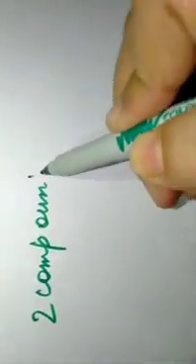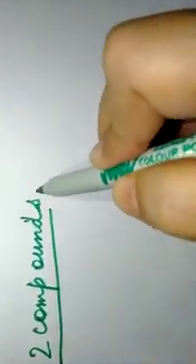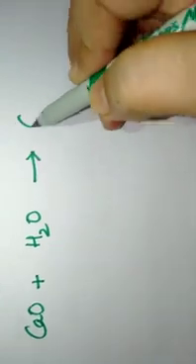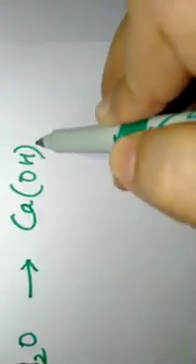Now the second type is when 2 compounds join together and form another compound. Okay, 2 compounds join together. It means, for example, calcium oxide combines with water and forms calcium hydroxide.